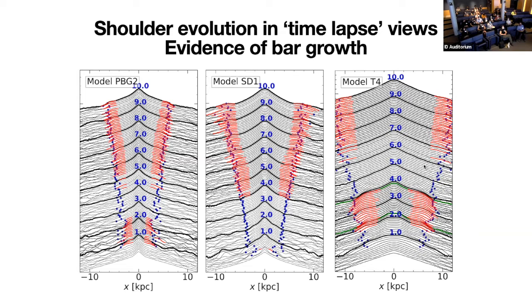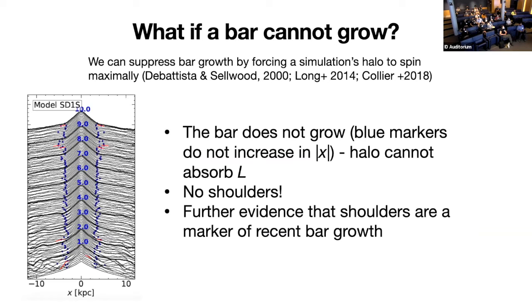But what we found in all of our simulations is that when the bar is growing is when these things appear. So we got a hint that the flat bar profile is a sign of bar growth. To prove that, we ran a simulation where we forced the bar so that it couldn't grow. We spun the halo up to maximum spin, so the bar could not give up angular momentum to the halo, so it didn't grow. And what we found was that there were no flat profiles throughout the entire evolution of that model. A few transients here and there, but no stable shoulders. So we see this as evidence that the flat profile means the bar is growing.